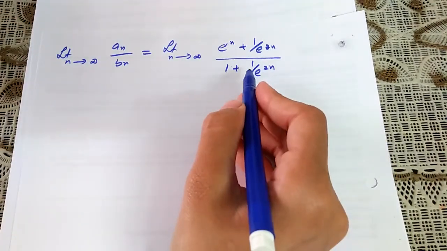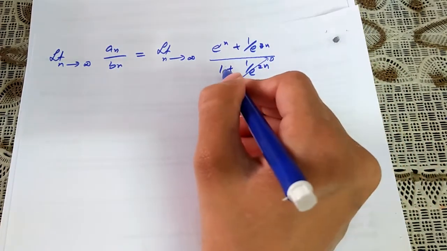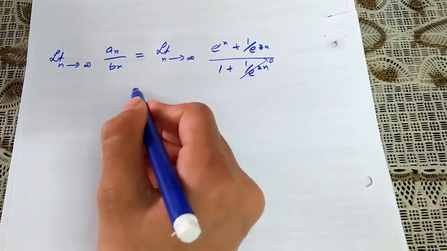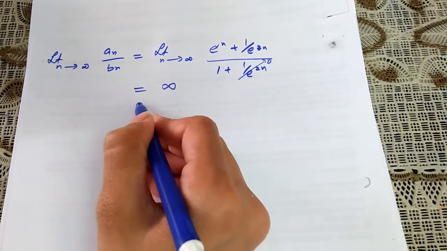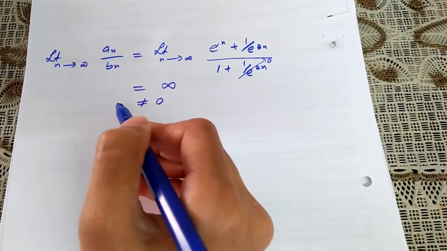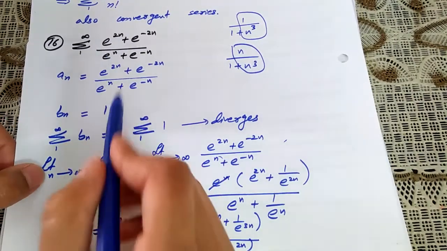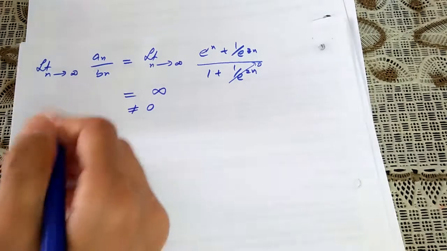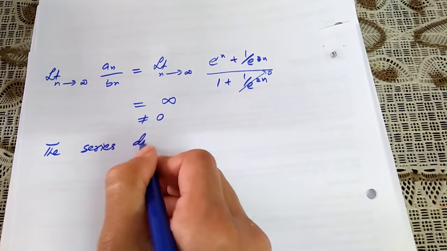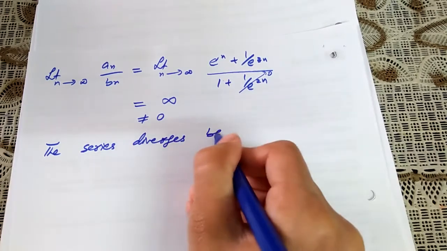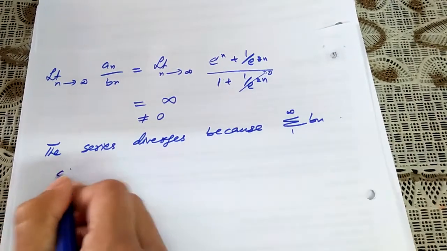After applying the limit, you will observe that this term goes to 0. So in the denominator we will have 1. But in the numerator we will have this undefined term, and you know that this is not equal to 0. So it means whatever behavior we got for Bn, that will be the same behavior for An. So this shows that the given series diverges because summation 1 to infinity Bn diverges.